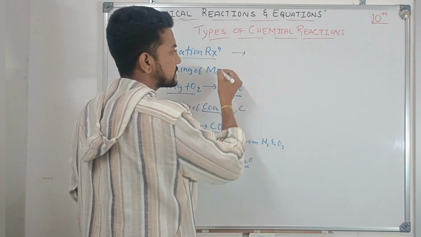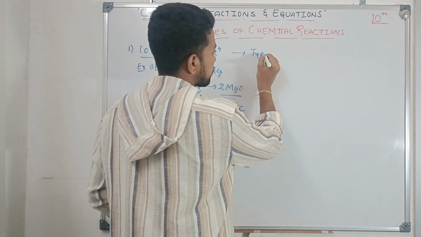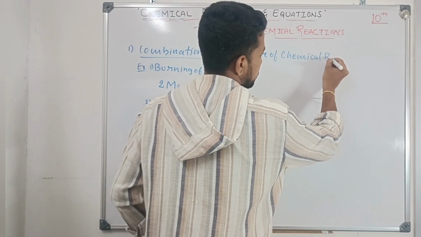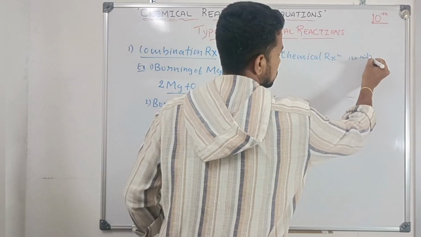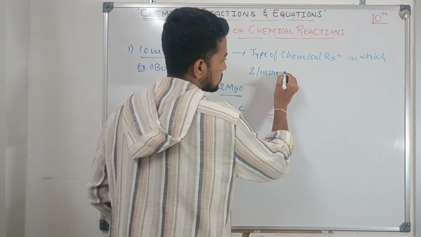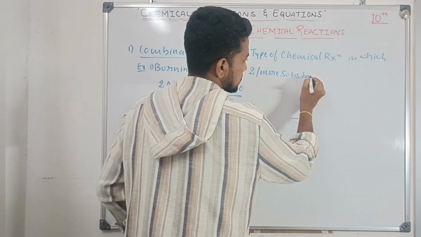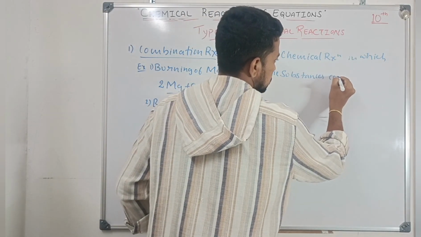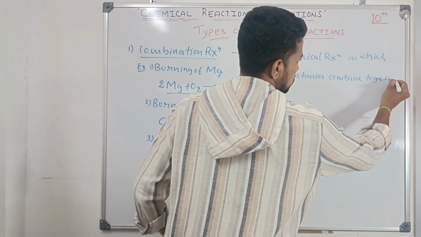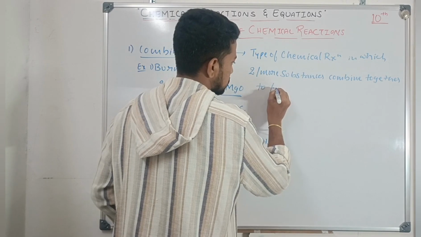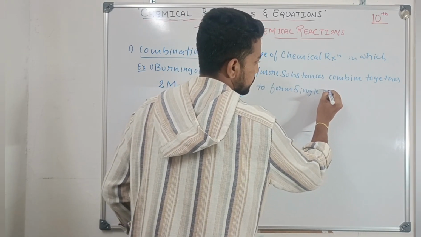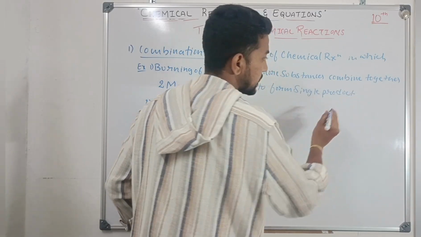So a combination reaction is a type of chemical reaction in which 2 or more substances combine together to form a single product. It is called a combination reaction.